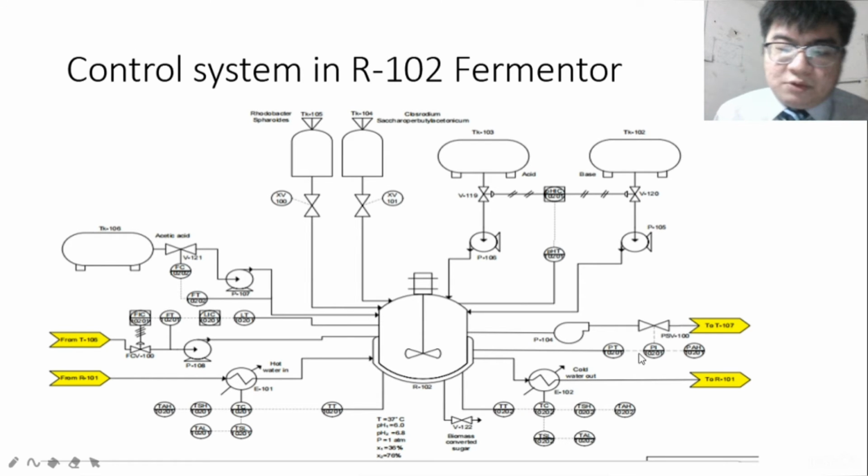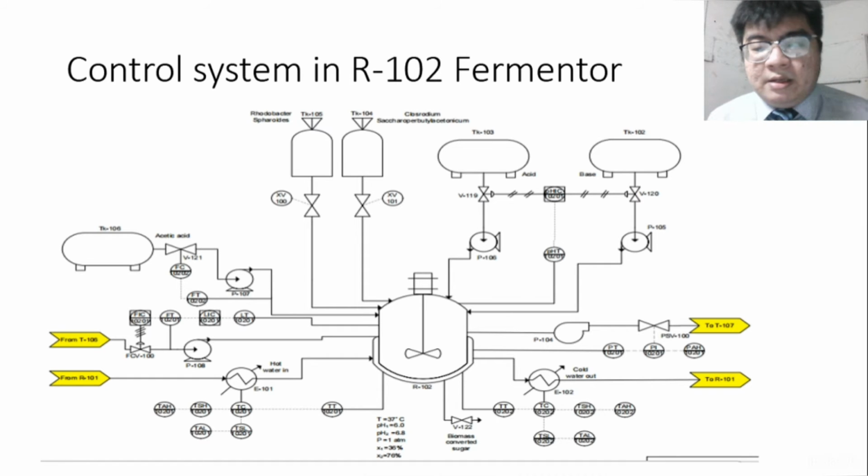Then the next control objective is to control the level, by regulating the flow rate of the inlet stream using the control valve. When the reactant level exceeds the tank level, the flow indicator control will close the control valve.